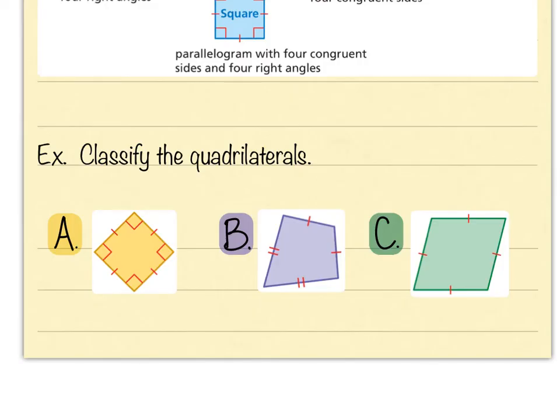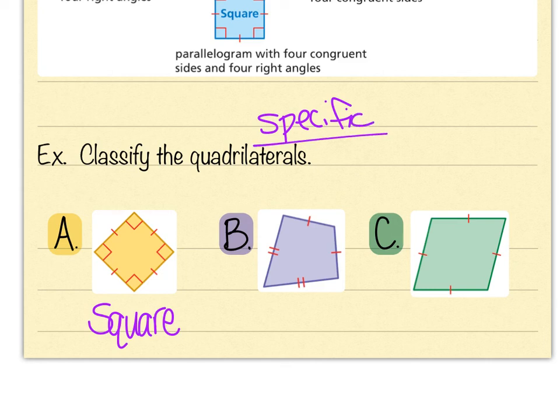All right, so most of your homework tonight is just going to be classifying the different quadrilaterals. So in example A, we have a parallelogram. I know that because the sides are parallel. They're also all equal, and they have right angles, so this makes this a square. So yes, it is a parallelogram. It technically is also a rectangle and a rhombus, but we're going to give the most specific name. I want you to give the most specific name that you can. So yes, it's a quadrilateral. Yes, it's a parallelogram. Yes, it's a rectangle. Yes, it's a rhombus. But we wouldn't call this a rectangle because we know the most specific name is a square.